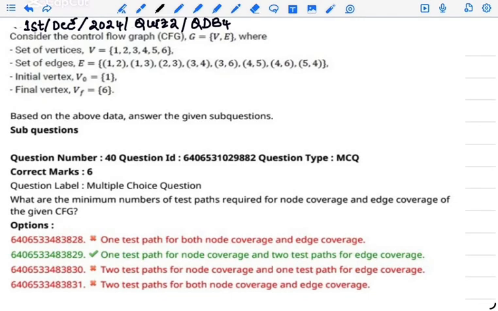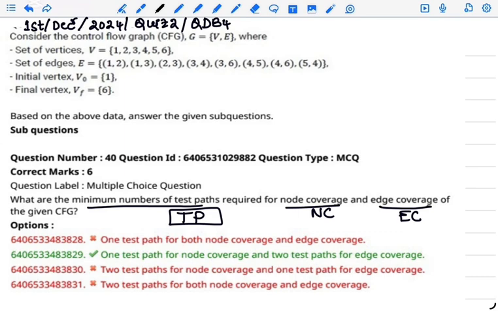So friends, this question is similar to quiz 1 question. In this question they have given a set of vertices from 1 to 6 and a set of edges represented with capital E, initial vertex 1 and final vertex 6. The question is, what are the minimum number of test paths? They are asking to find the test paths required for the node coverage and the edge coverage of the given control flow graph.